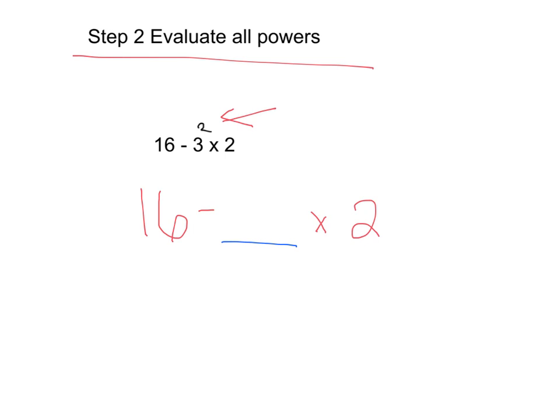So if we have 3 squared, 3 times 3 is 9. Now we can continue to solve. 16 minus 9 is 7, times 2, and our final answer would be 14.